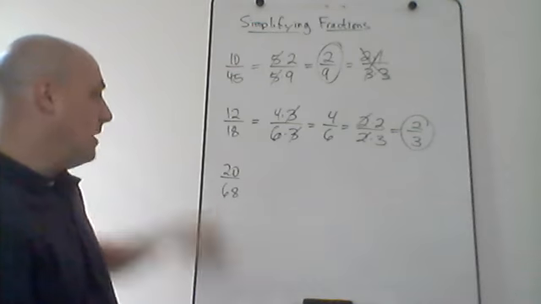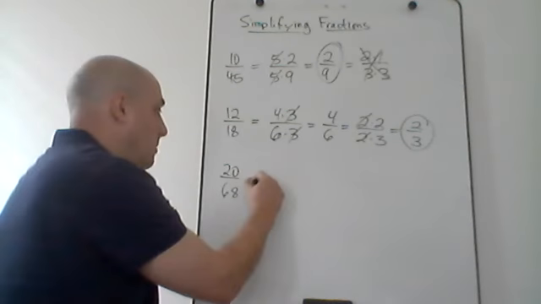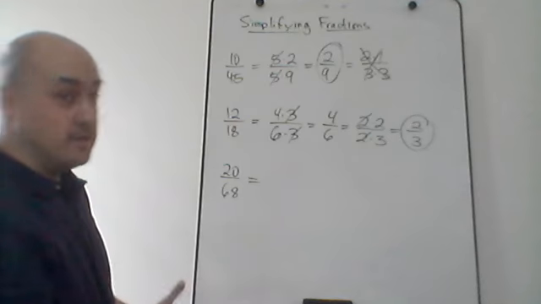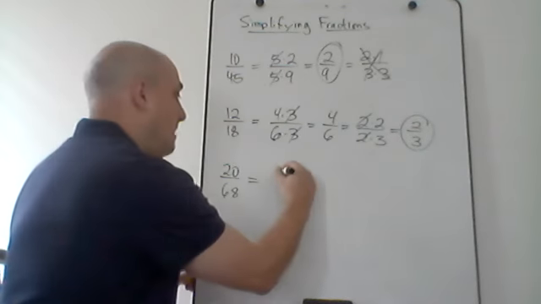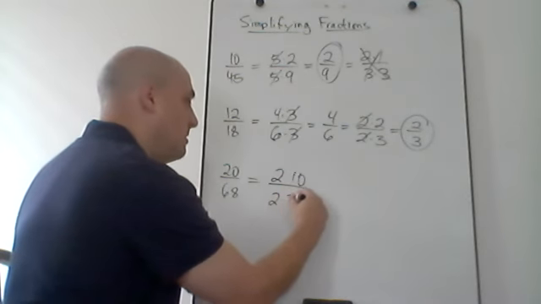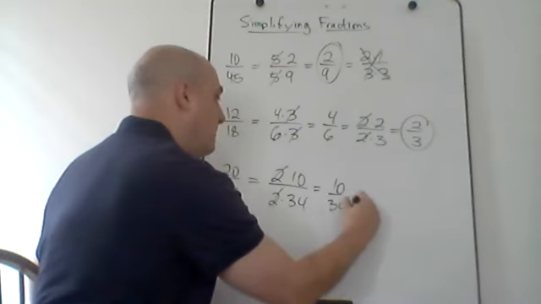All right, last one, 20 over 68. All right, so 20 over 68, well, they're both even numbers, so I know I can at least divide them both by 2. So let me start with that. 20 is 2 times 10, 68 is going to be 2 times 34, and my 2's are going to cancel out, so I get 10 over 34.